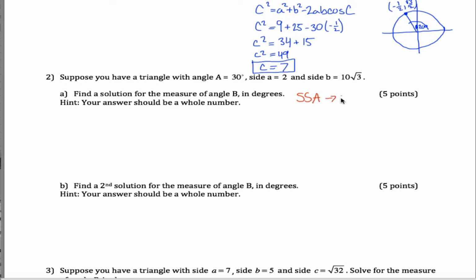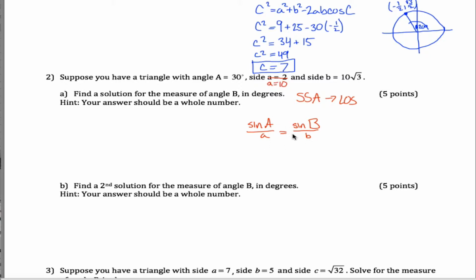So what I'm going to do is use the law of sines. And the law of sines tells me that the sine of angle A divided by length A is equal to the sine of angle B divided by length B. And actually, there's one little change I want to make here. I don't want this to say A equals 2. I want it to say A equals 10.